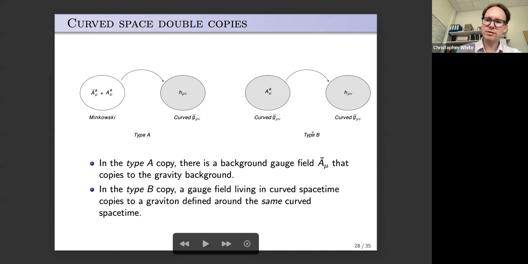There's also something called the type B double copy, where we consider a gauge field defined on a non-dynamical curved background. We just say, why not? Let's have a non-dynamical curved background that is the same as the one in the gravity theory, and then just have the graviton as a double copy of that. Now, that is not strictly correct from a double copy point of view. It's not expected to be generally true, but it does turn out to be true in some cases. So it may be worth considering in case it's useful for something.